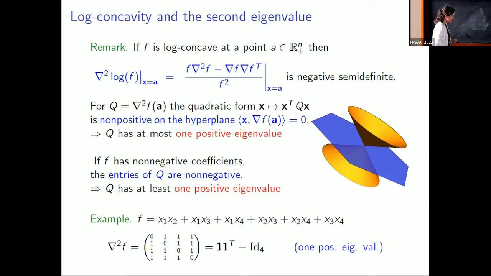Just as an example, here's the basis generating polynomial for the uniform matroid of rank 2 on 4 elements, just the elementary symmetric polynomial. If I take the Hessian of this polynomial, it's just a quadratic, so I get a constant matrix. I don't need to evaluate it at any point. And this is a rank 1 matrix minus the identity matrix. And you can check that this has one positive eigenvalue corresponding to the eigenvector of the all ones, and all the other eigenvalues are negative.